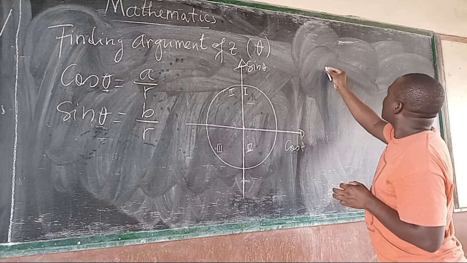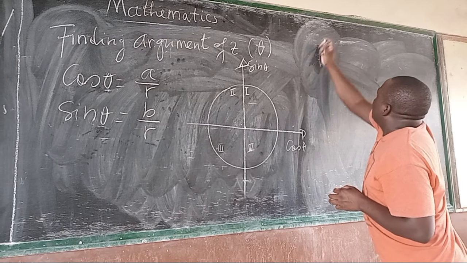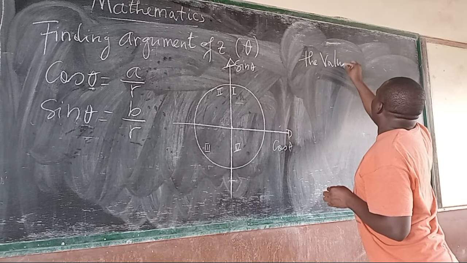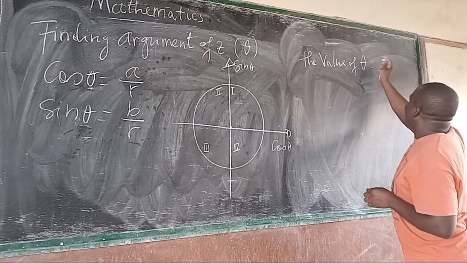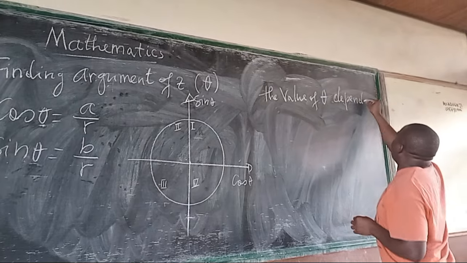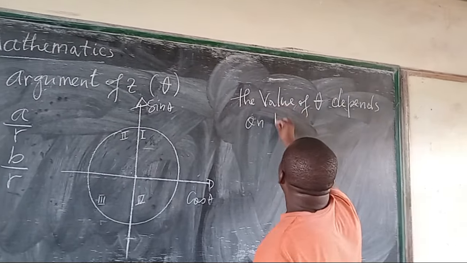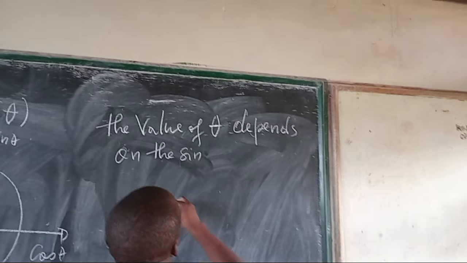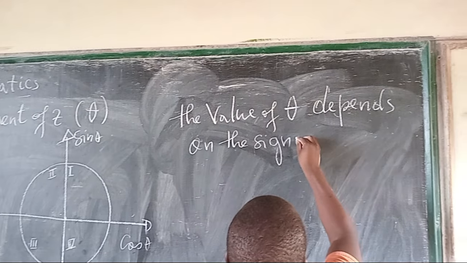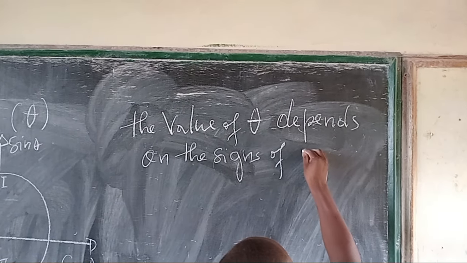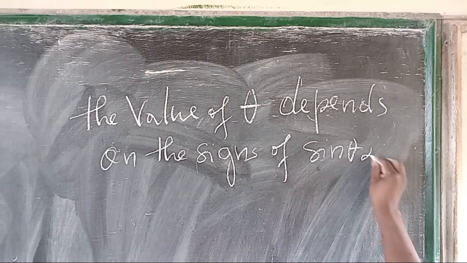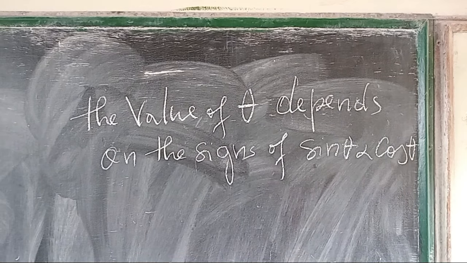The value of the argument theta depends on the signs of the sine of theta and the cosine of that angle theta.